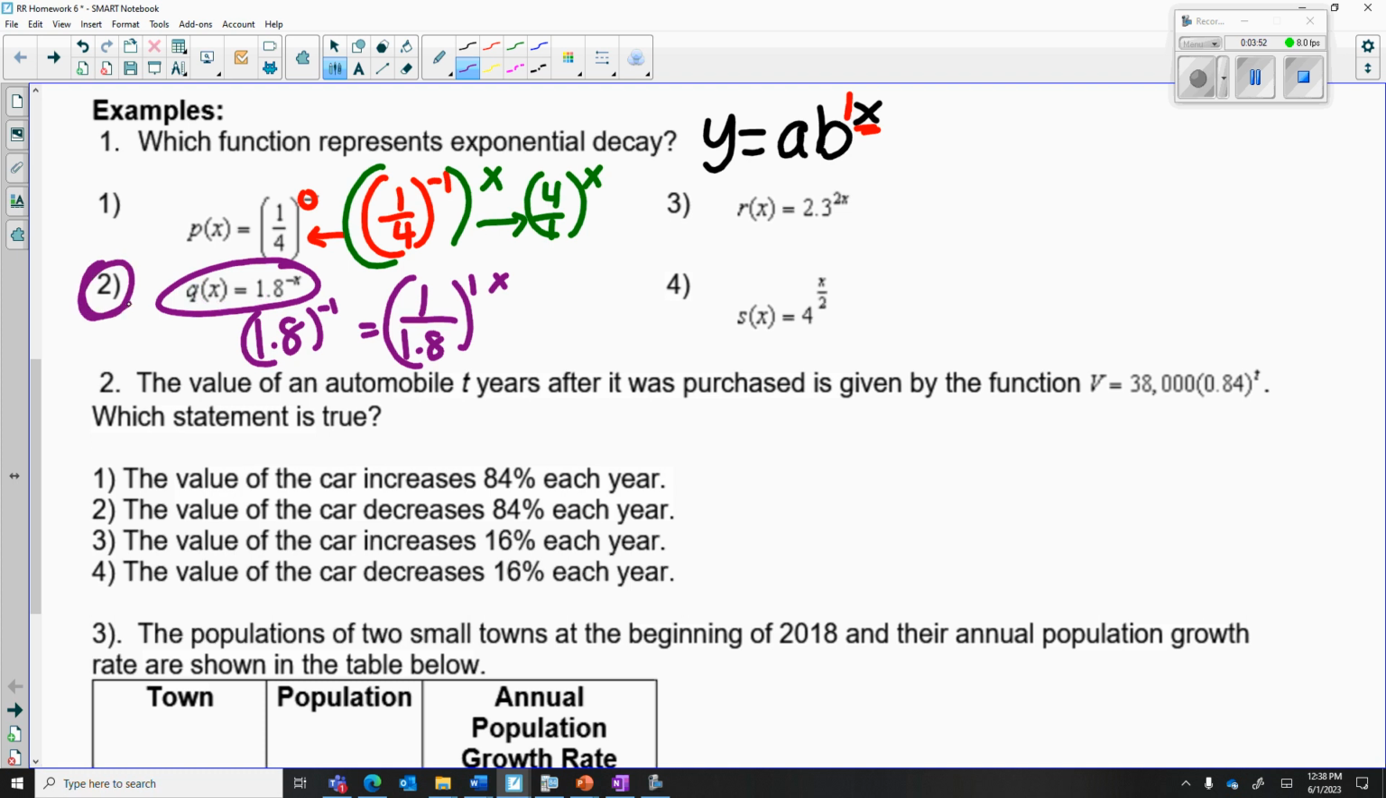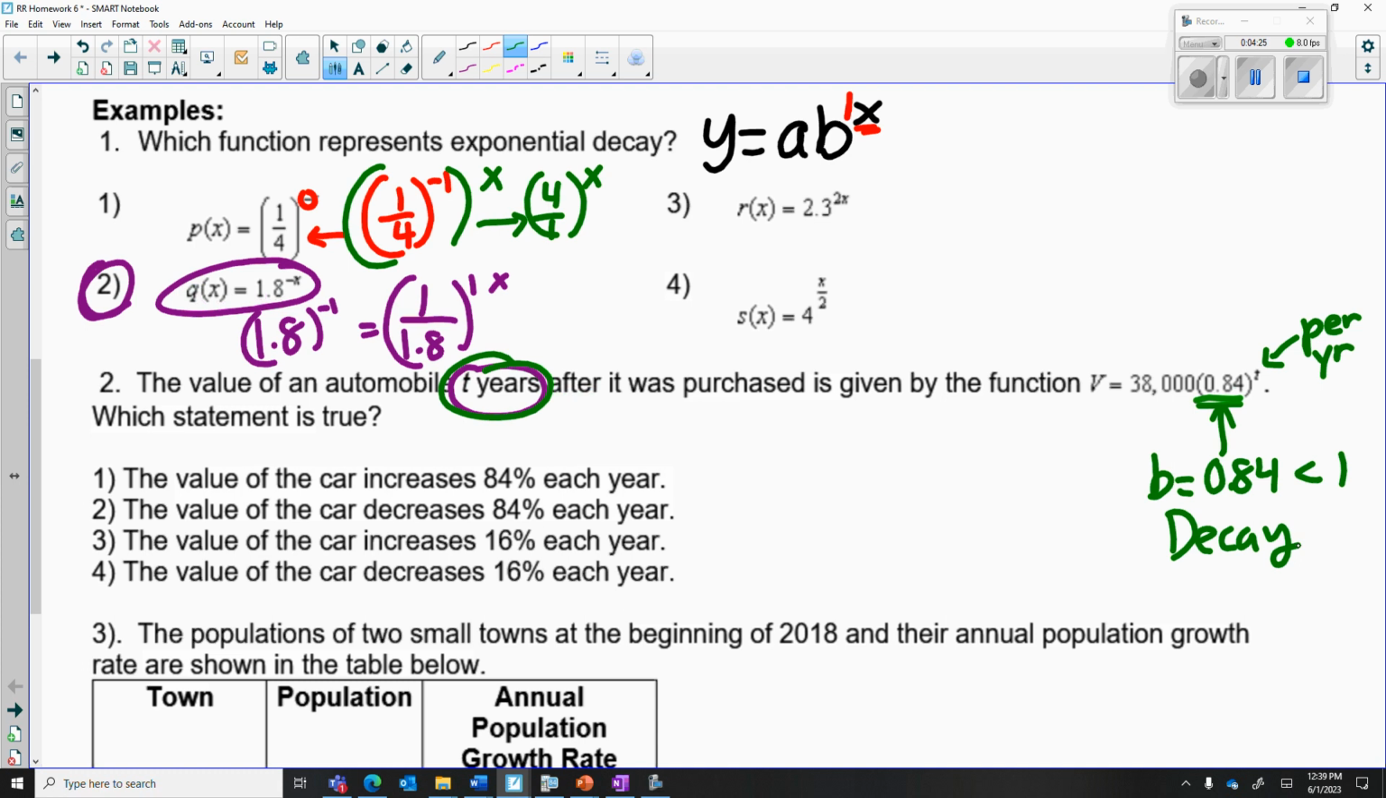All right, let's get into a little more word problems now. The value of the automobile after t years is represented by this function. Which statement is true? Okay, so notice t is in years. That's really important to note if the exponent is in years and months and days, because that actually does play a role. So this rate that we're going to get is actually going to be per year, which is nice. So notice that the base b is 0.84, which is less than 1. This indicates that this is decay, not growth. If you know it's decay, you know you're going to pick one that says decreases here. So you know that you could cross out choice 1 and choice 3.